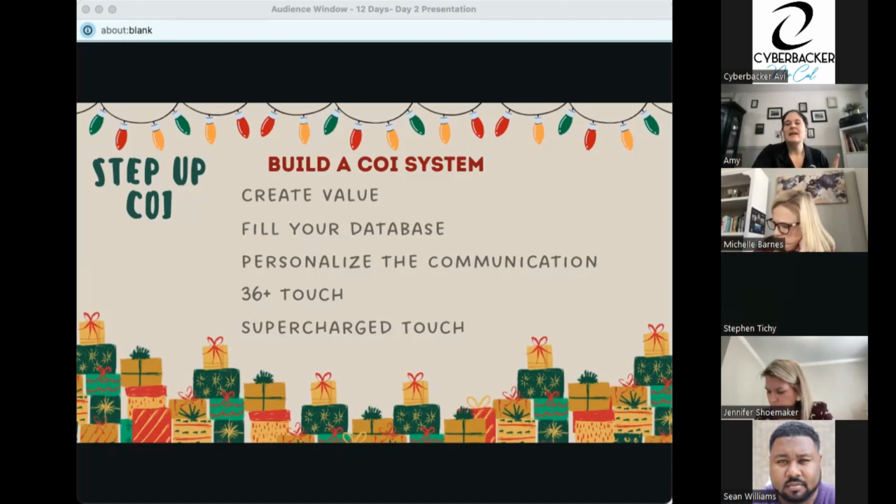Okay. The key to getting the results from your database is your database either buying or selling homes through you, and also handing us a steady stream of referrals. Okay, so building a COI system is the key to that. So let's dig deeper into that.